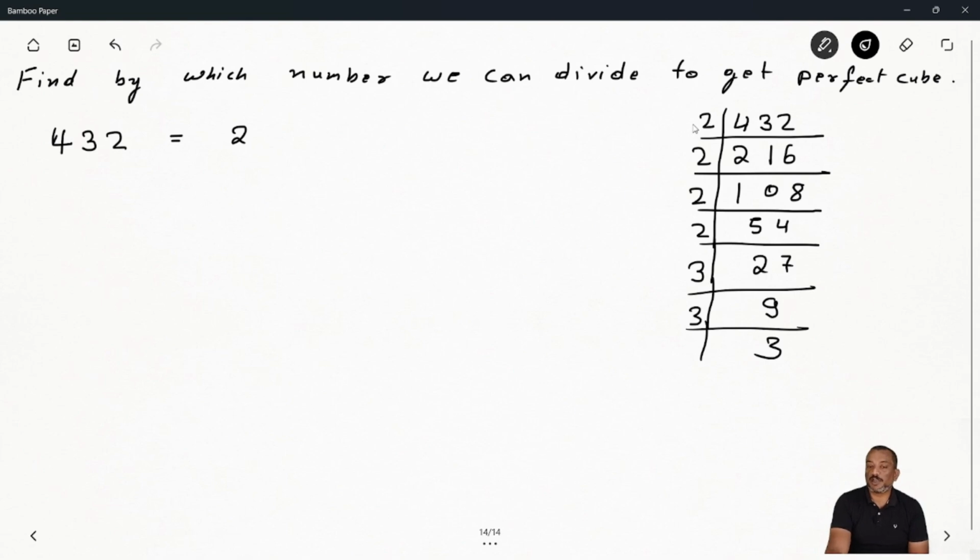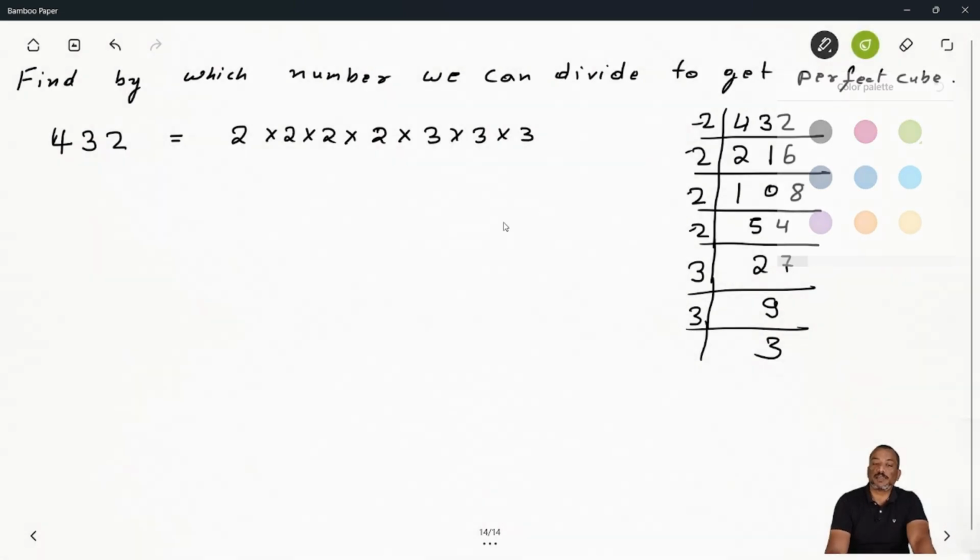So 2 is coming how many times? 1, 2, 3, 4. So you can write 2 four times. And then 3 is coming 3 times, you can write 3 three times also. So you can see here which numbers are coming in a group of 3: this 3 number and this 3 number. But you can say this 2 is not in a group. Which means if we divide 432 by this, we will get a perfect cube.